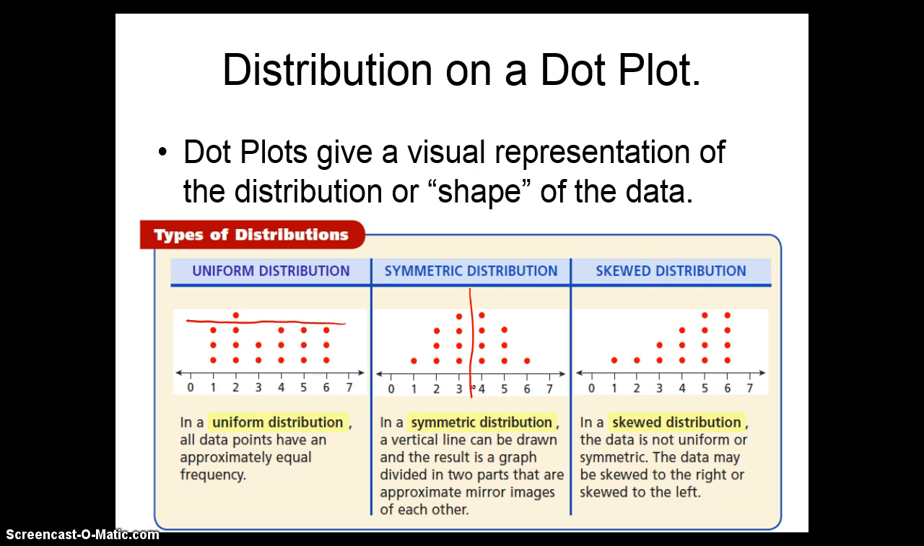A skewed distribution is when the data is not uniform or symmetric in any way. In the skewed distribution, the data might be skewed to the right or to the left, and that means that most of the data will fall to the right or to the left of the dot plot. And in this case, the data is skewed to the right because most of the data, or a large portion of the data, is on the right-hand side of the dot plot.